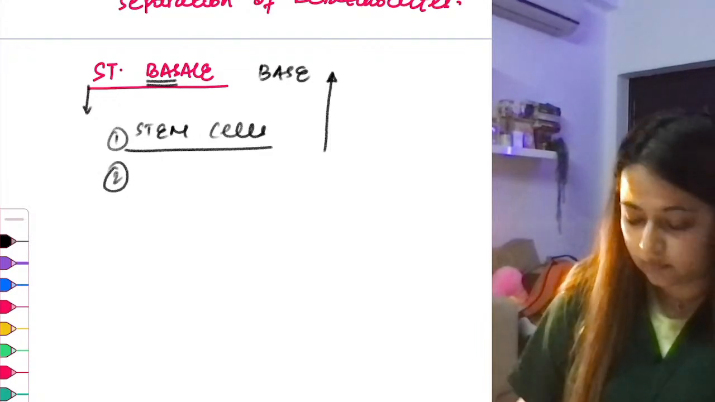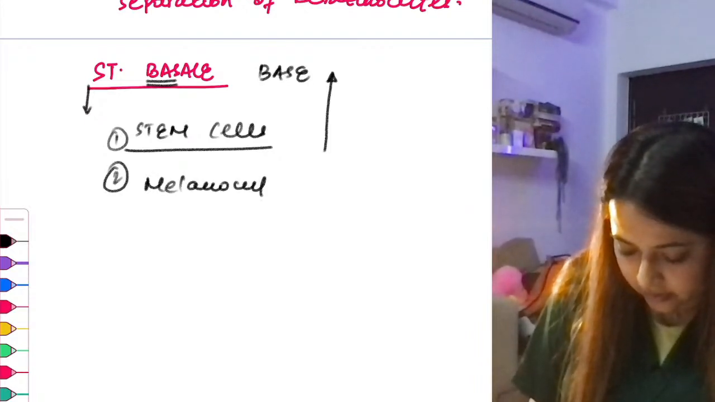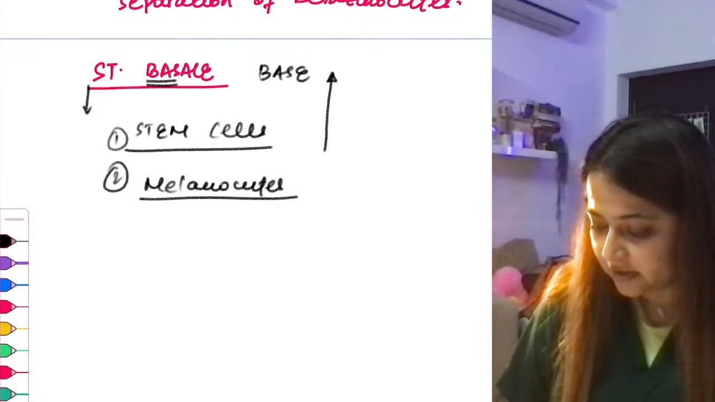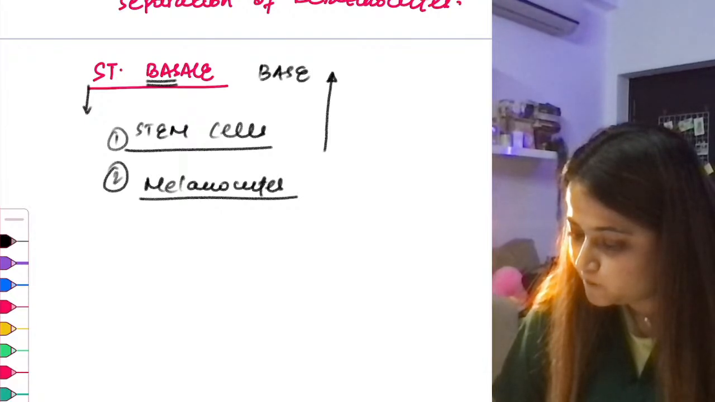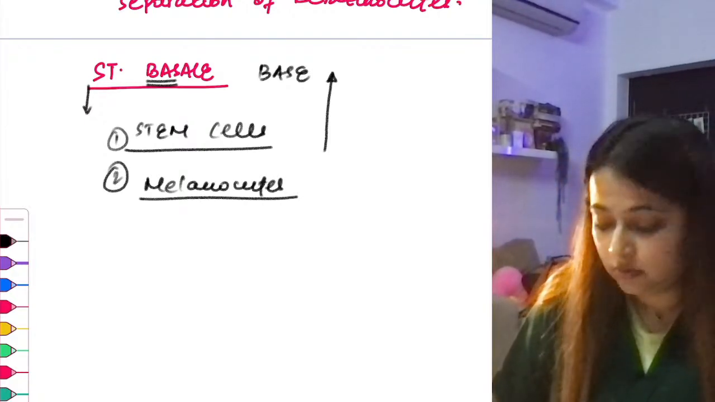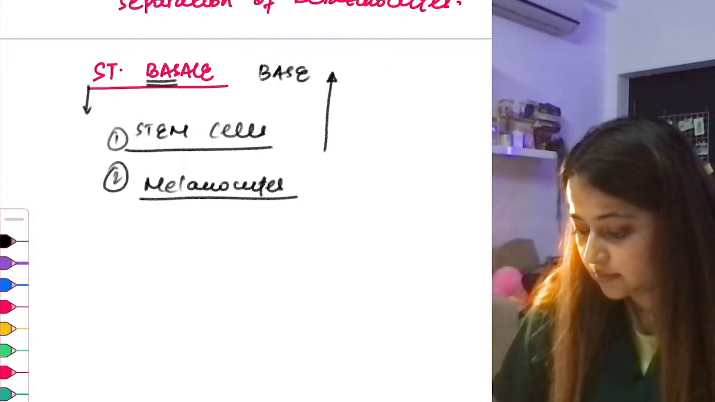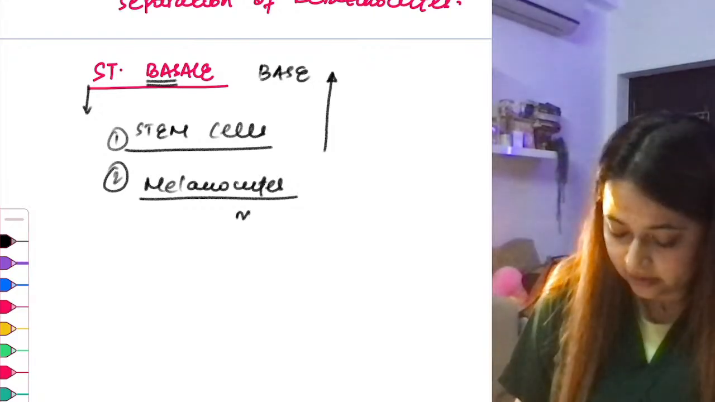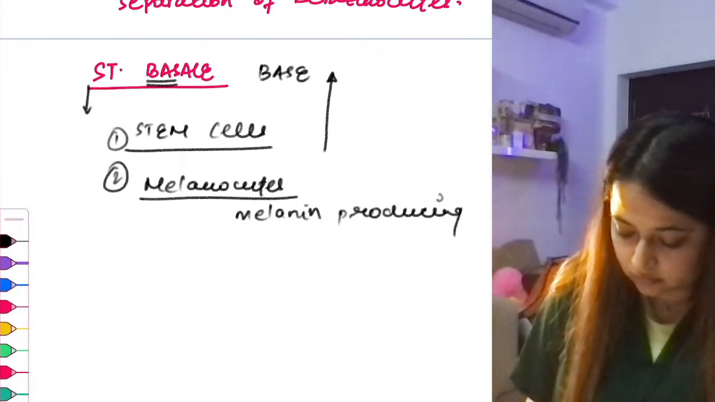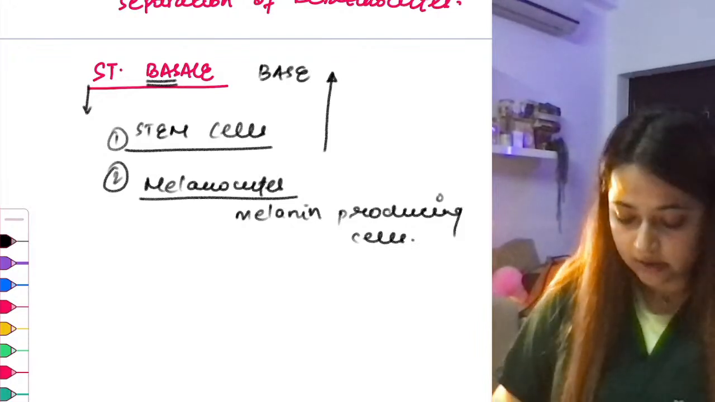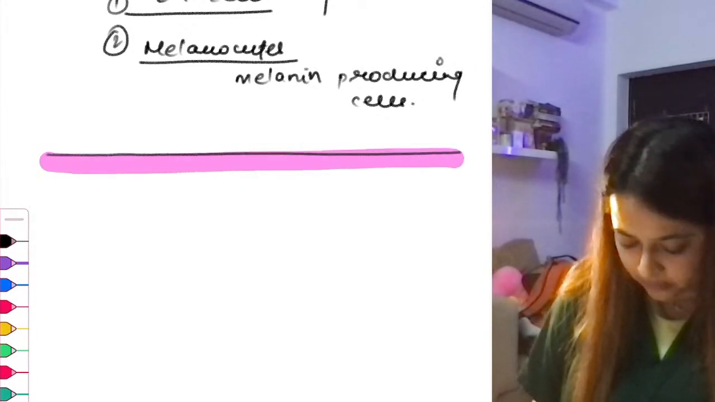Number 2, the stratum basale also contains the melanocytes. What is the function of melanocytes? Exactly. Melanin producing cells. Melanin producing cells.